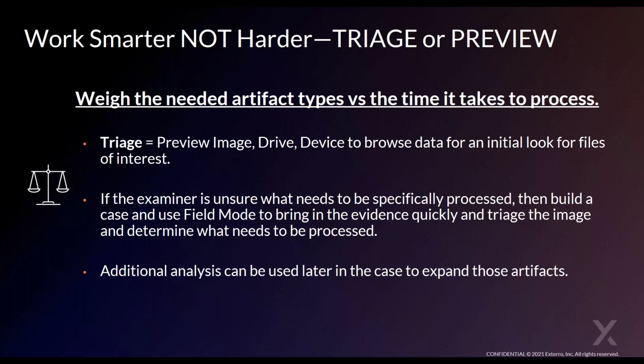You can always do what's called additional analysis, which uses the same processing profiles as when you initially run your case, but you can do additional analysis later, and you can expand those artifacts if you need them, instead of running them at the beginning and then thinking, oh, I didn't need to do that. It was a waste of time. Or, yeah, you know what? I should have run that at the beginning of my case. Now I have to go back and do it now. So you just weigh how long it's going to take you to get to your goal and what you need to find, and see the best way of doing that.